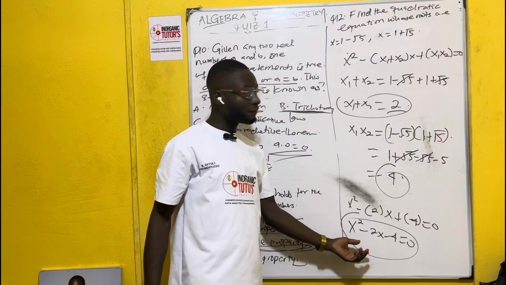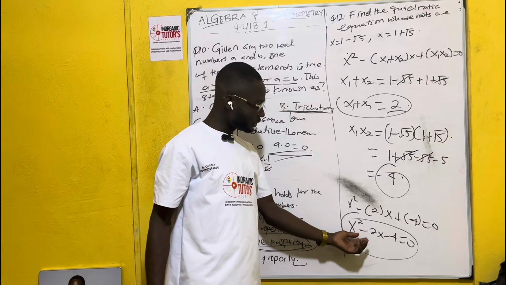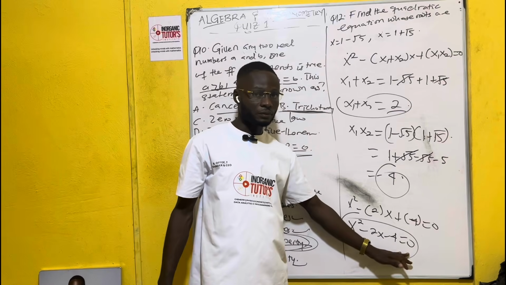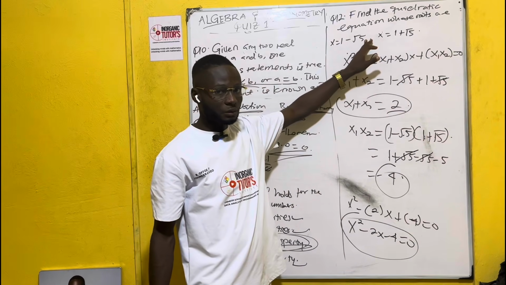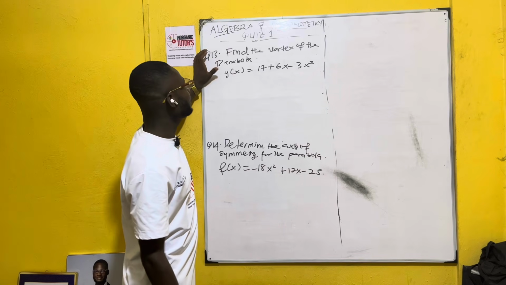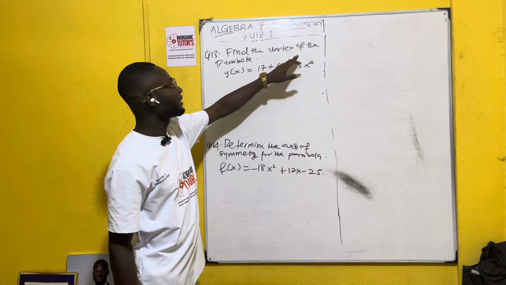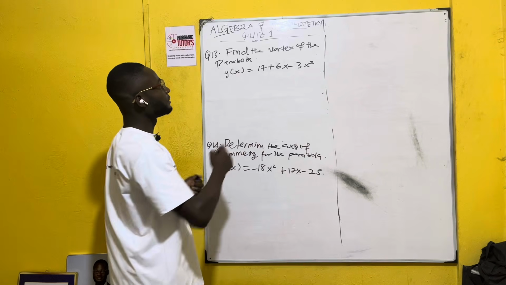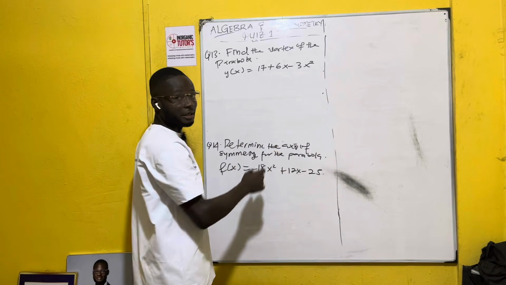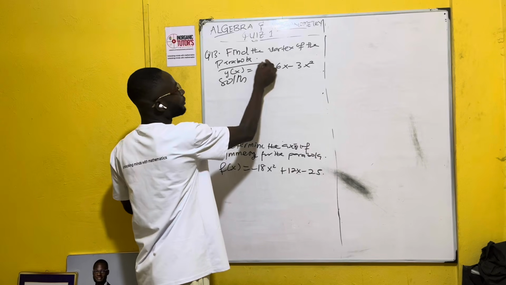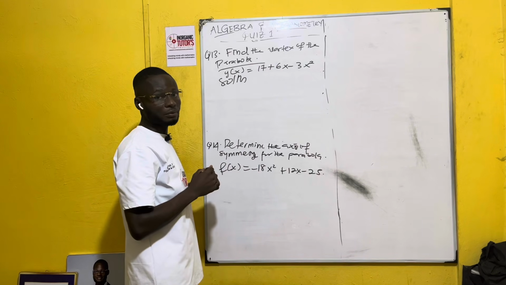The quadratic equation is x squared minus 2x minus 4 equals 0. That is it for question 12. So with question number 13, we want to find the vertex of the parabola, right? And the parabola is 17 plus 6x minus 3x squared. So for the parabola given, we want to know the vertex of this particular parabola.